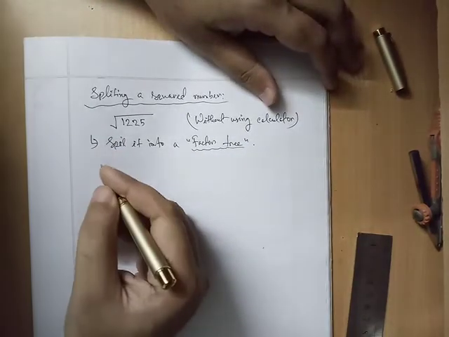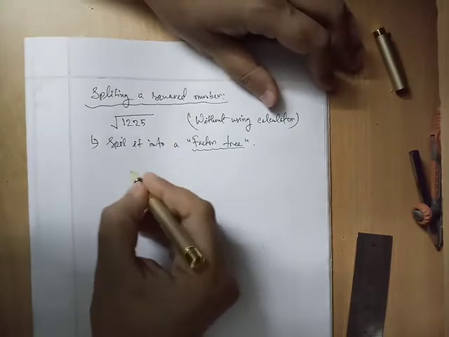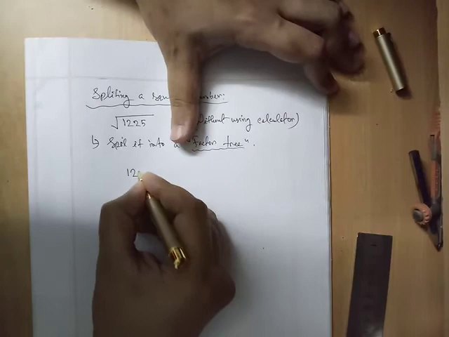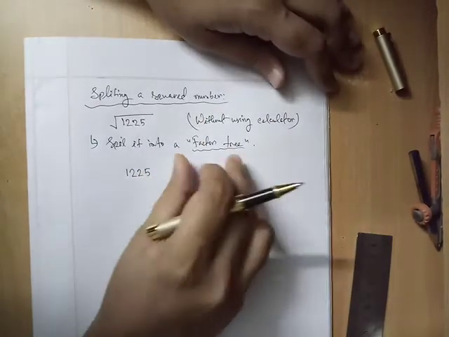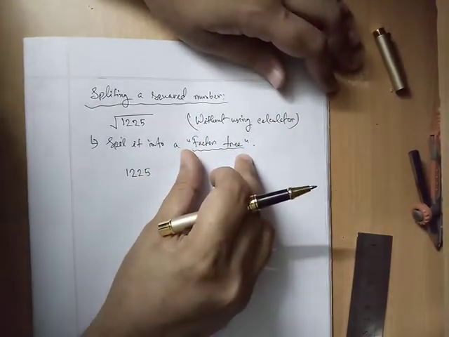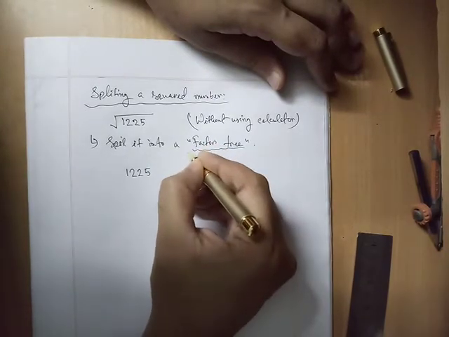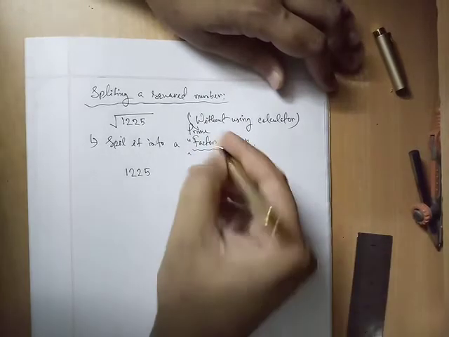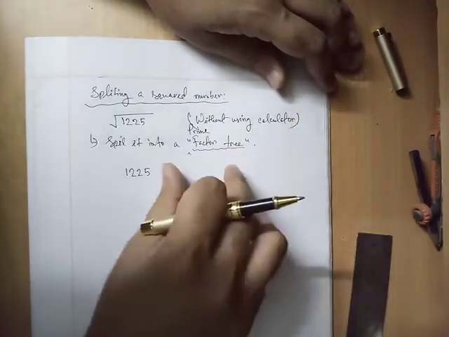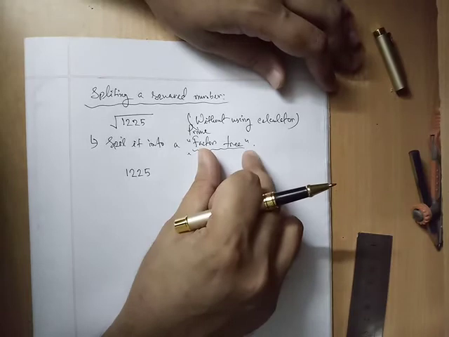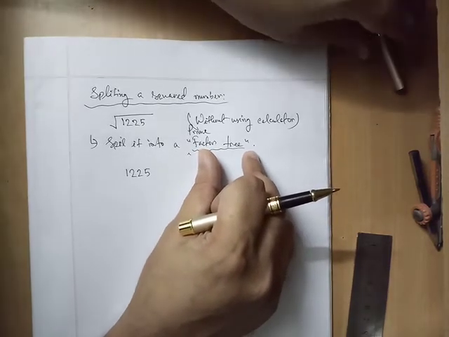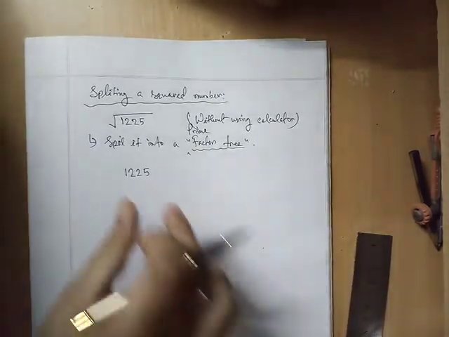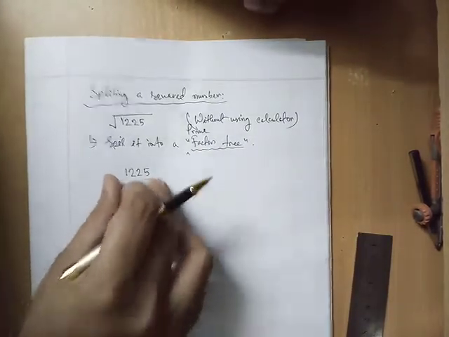So let us make a factor tree. How do we do it? Just follow the steps. Without using the radical, just take the number 1225. This is also called a prime factor tree, so you can add that word also. Why prime factor tree? Because we want to make it a product of its prime factors, and a prime number, as we already know, is a number which is divisible only by 1 and the number itself. You will get to know it as we solve this problem.